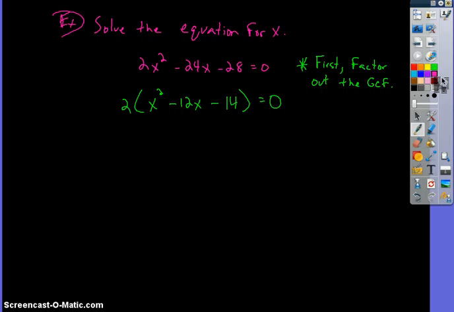So after I factor out the 2, I get this equation. I really don't need this 2 anymore. If I want to solve this equation, I want to get rid of it, so I can divide both sides by the 2. So rewrite this equation. I'm going to divide the left side by 2, divide the right side by 2.